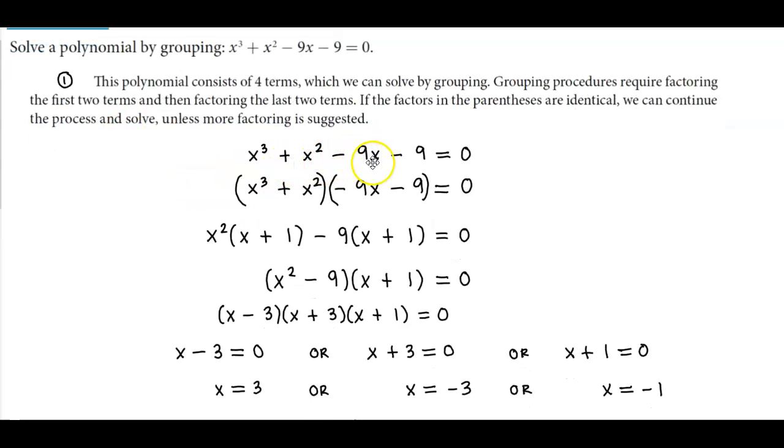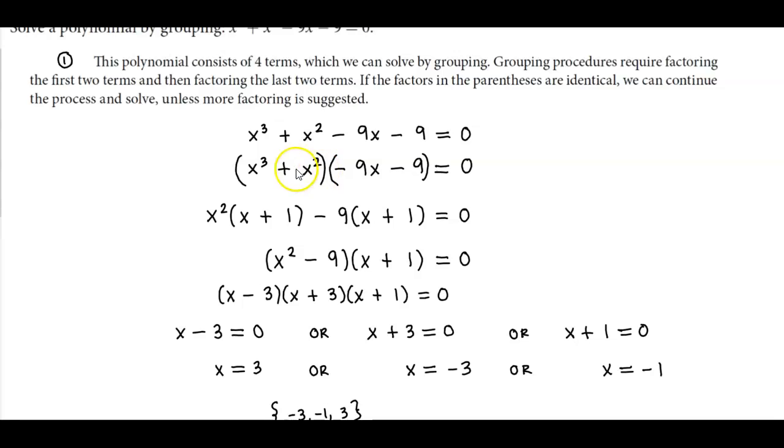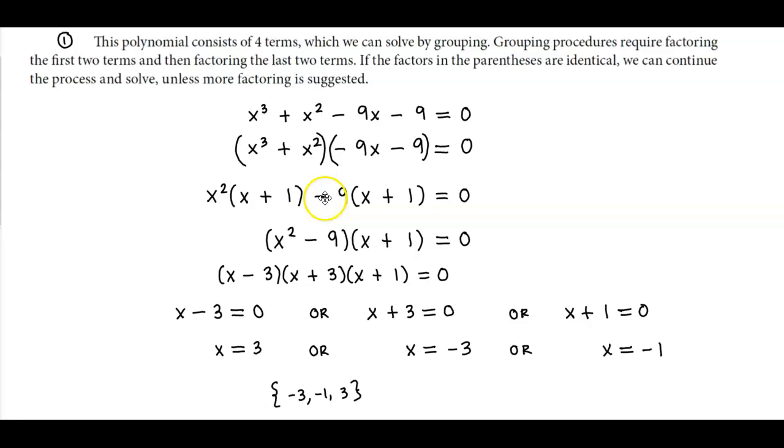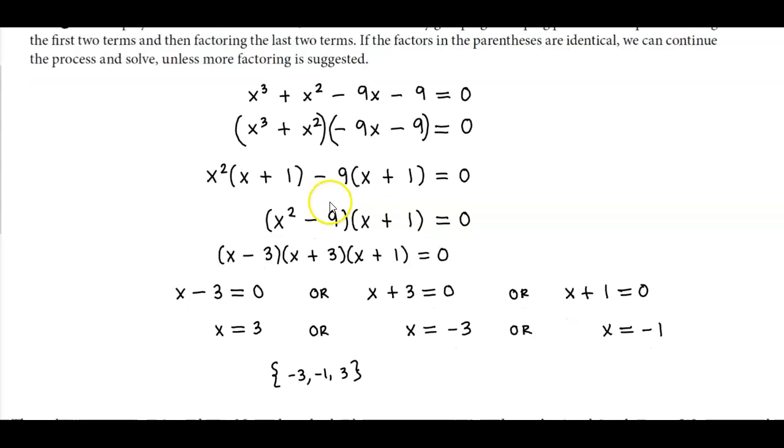So since we have 4 terms, we're going to group the first 2 terms together and group the last 2 terms together. We can factor out x squared from the first 2 terms, and what's left is x plus 1. Whatever we get over here, we're going to write over here. And we can say, oh wait, what do we need to multiply by x to get negative 9x? And what do we need to multiply by positive 1 to get negative 9? We can factor out a negative 9. So we end up with x squared minus 9 times x plus 1, which is equal to 0.